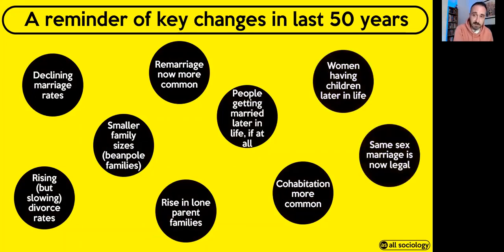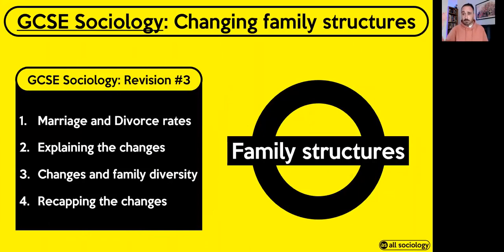So key changes: declining marriage rates, rising but slowly divorce rates that have kind of settled out. We've got smaller family sizes now. Women are having fewer kids. Remarriage has become more common. People getting married later in life, going through that process of serial monogamy. We've had a rise and a growth of lone parent families. People getting married later in life, even if at all. Cohabitation over marriage, so for things like trial marriages and to avoid wedding costs. Women having kids later in life as well, so waiting until they're a lot older than they used to. And also the idea that same-sex marriage is now legal. So what we've got there is a whole bunch of reasons that have changed the family structure over the last 50, 60 years or so.